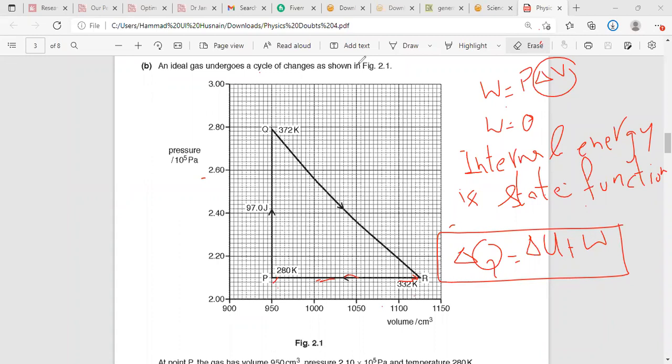Have you got it, Raini? Yes. The state function is where the total energy change will be zero. Yes, in a closed cycle you need to remember that. If we move in a closed cycle, then that will be zero, right, Raini?